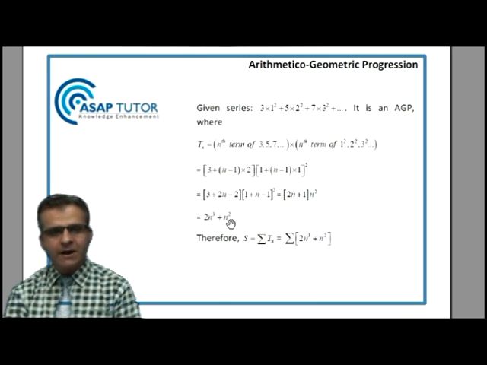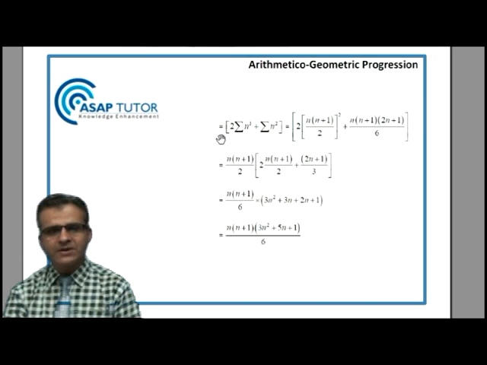Now we want to find the sum, so the sum will be equal to the summation of the nth term. This will be equal to summation of 2n cube plus n square, which is 2 into summation of n cube plus summation of n square. 2 is a constant, so we take it out. Summation of n cube is n into n plus 1 by 2 whole square, plus summation of n square is n into n plus 1 into 2n plus 1 divided by 6. Solving it all, we get n into n plus 1 into 3n square plus 5n plus 1 divided by 6.